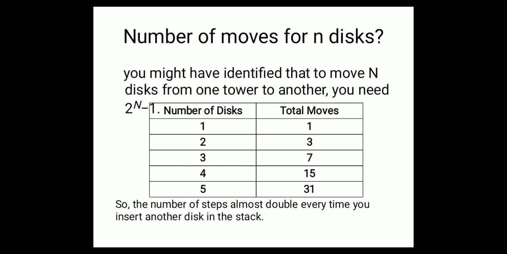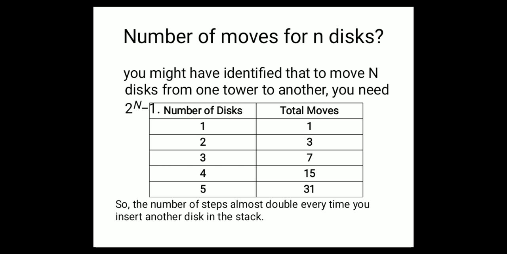Now let's see how many moves you need to move n discs. This is a mathematically derived formula: to move n discs from one tower to another, you need 2 power n minus 1 moves. So if the number of discs is 1, the total number of moves is 1. You just move it from the source to the destination.